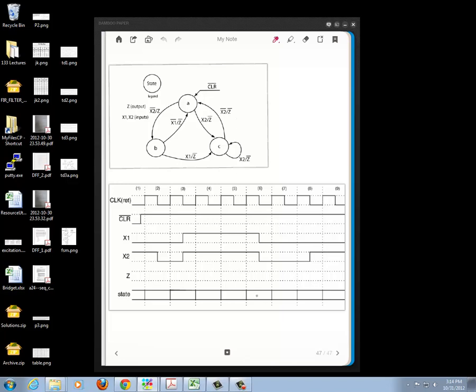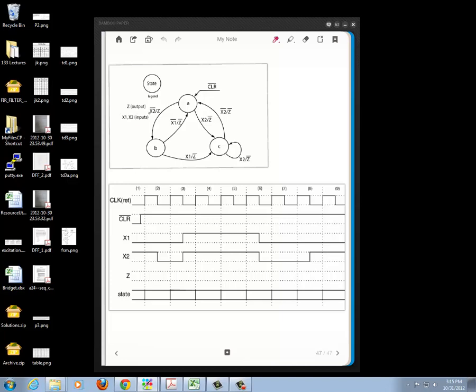Okay, so now let's think about going the other direction, where you're given a state diagram and you need to complete its timing diagram. Alright, so in this state diagram we notice that we have 3 states. We have an asynchronous active low clear that brings us to state A. We have an output Z, which is a Mealy output because we've listed it on the transition here. It depends on both the inputs and the state. And we have 2 inputs, X1 and X2.